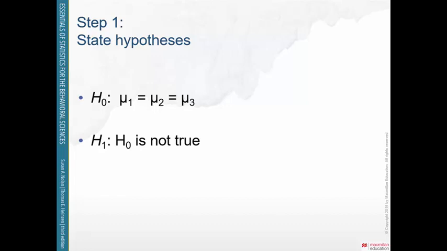All right, our hypotheses, as before: the null hypothesis is that all 3 means would be the same. The alternative or research hypothesis is that the null is not true, and we write it out just like that.